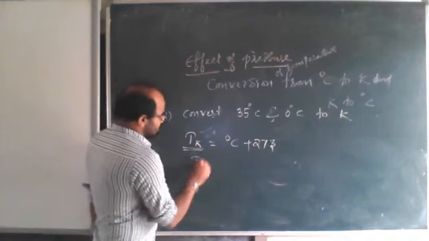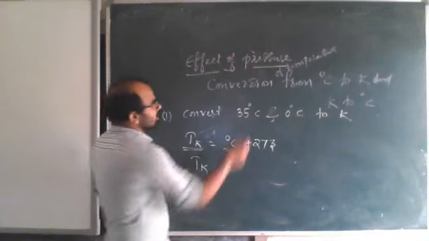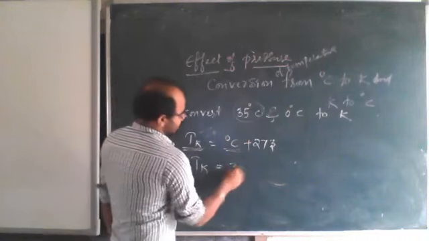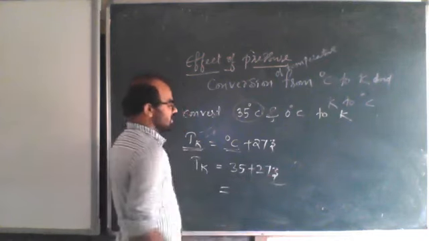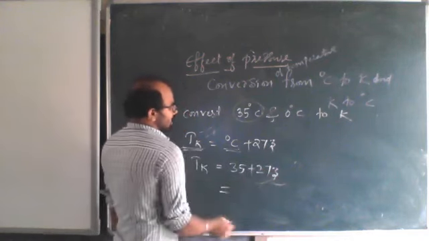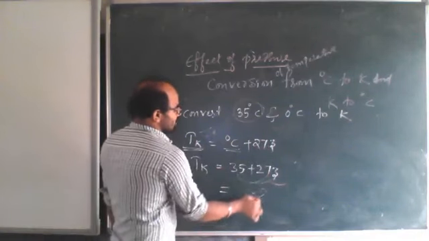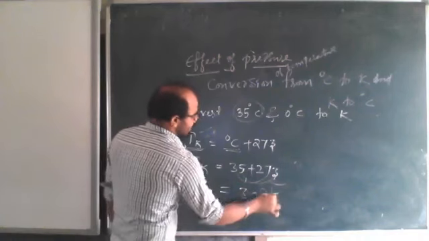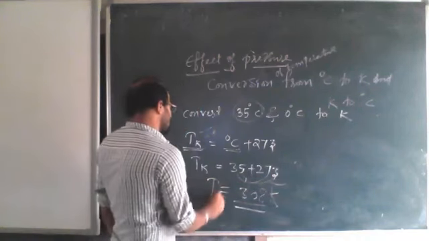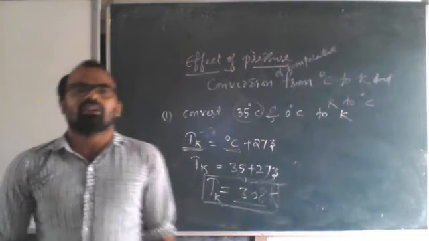So TK is equal to what is given in degree Celsius? 35 is given, plus 273. So what is my answer? 5 plus 3 is 8. Then 7 plus 3 is 10. 1 will come to 1. 308 Kelvin. The temperature required in Kelvin is 308 Kelvin.